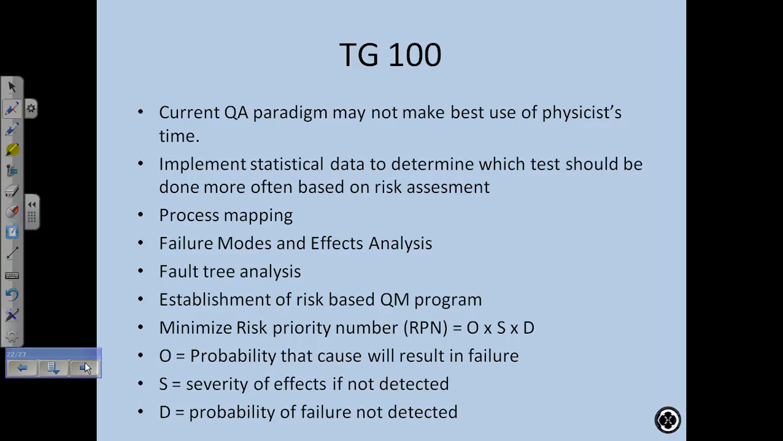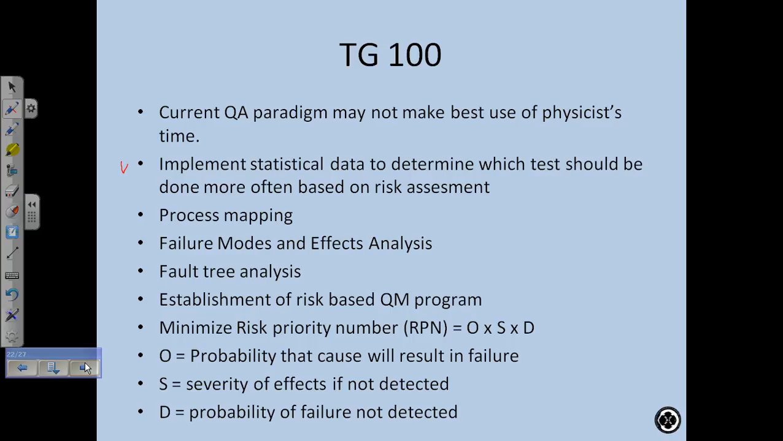Remember how I moved some of my tests to quarterly? Because I know that some of those tests don't change much. Well, this is what TG100 wants to do in a much more detailed, scientific and statistical way. TG100, by the way, is not out yet. We've been working on this for years. TG100 wants to implement statistical data to determine which tests should be done more often, based on risk assessment. Now, I use statistical data that's in my head, and I move things to quarterly because I know, anecdotally, that things don't change. What TG100 is doing is compiling statistical data about how often something breaks down. The idea is to specify certain tests that should be done more often based on statistics.